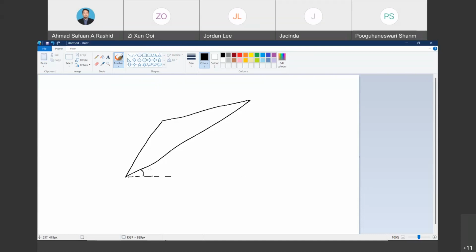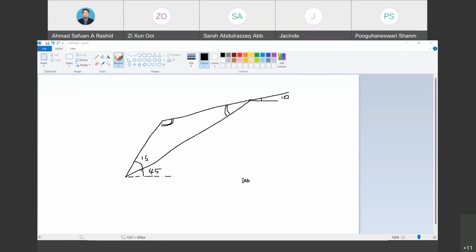This is 45, and this is 60 or 15. So if we extend this one, then the angle is 10. The angle of this slope on the top of the slope is 10. So what is the angle of this part, and what is the angle of this area? In the first calculation, we already know, you can see my pen. So for the BE, sorry.